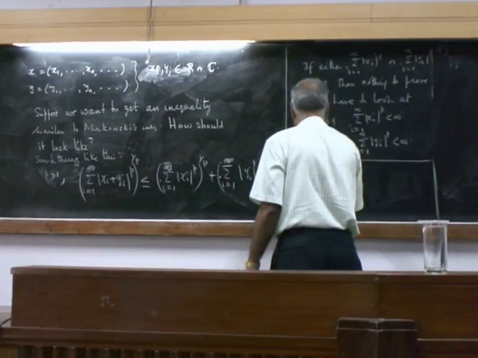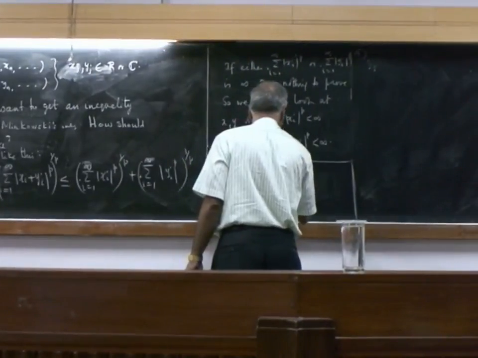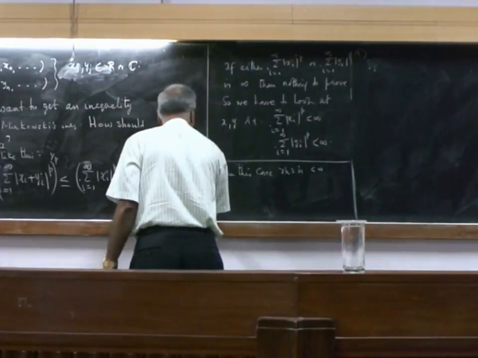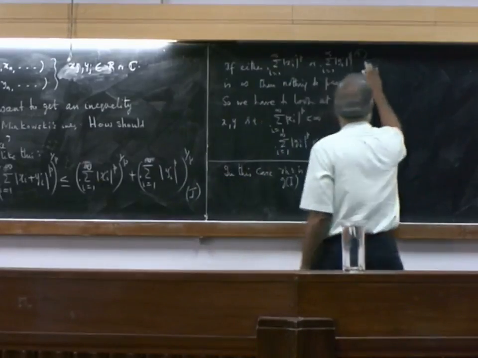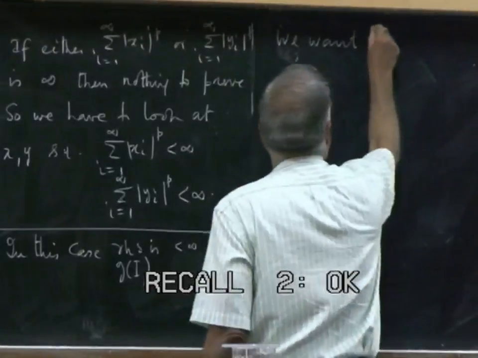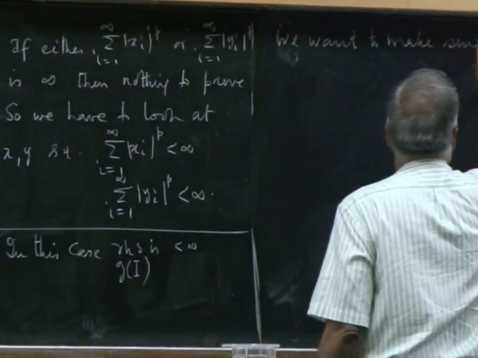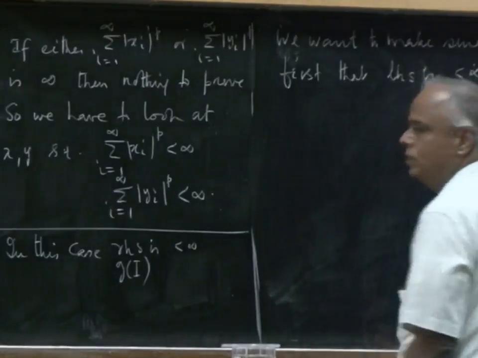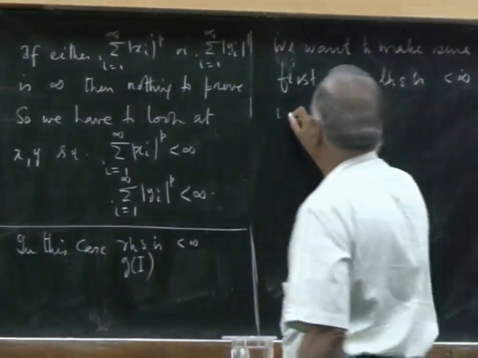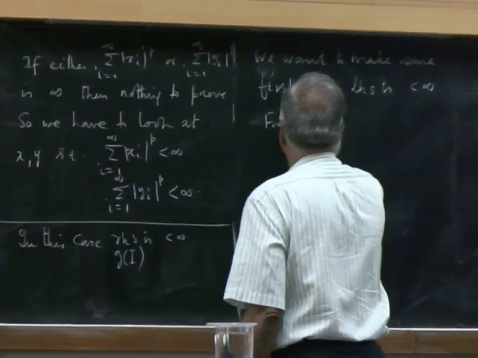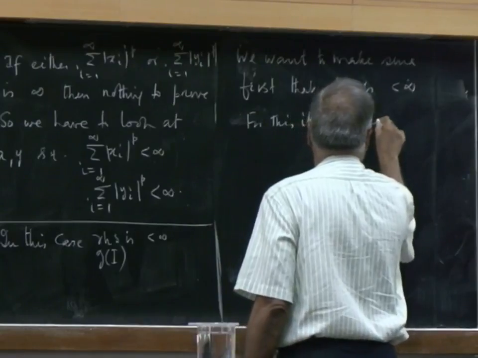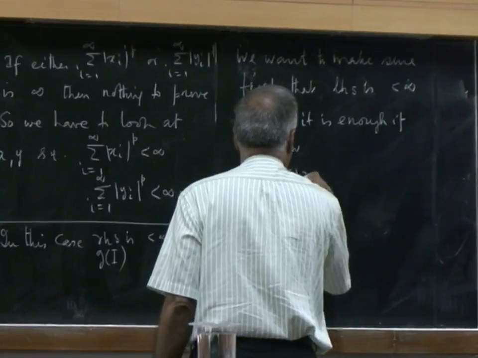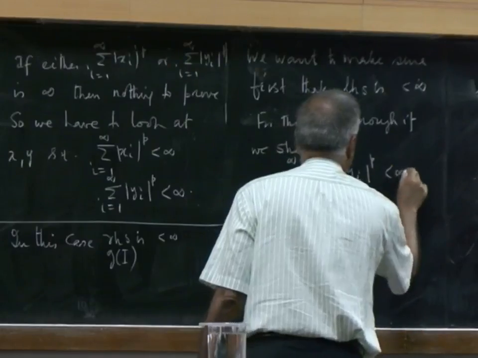Okay. So in this case, the RHS is less than infinity. Let me call it RHS of 1. RHS of 1 is finite. We want to make sure first that the LHS is finite. Okay. That is, for this it is enough if we show summation i equal to 1 to infinity mod xi plus yi to the power of p is less than infinity.